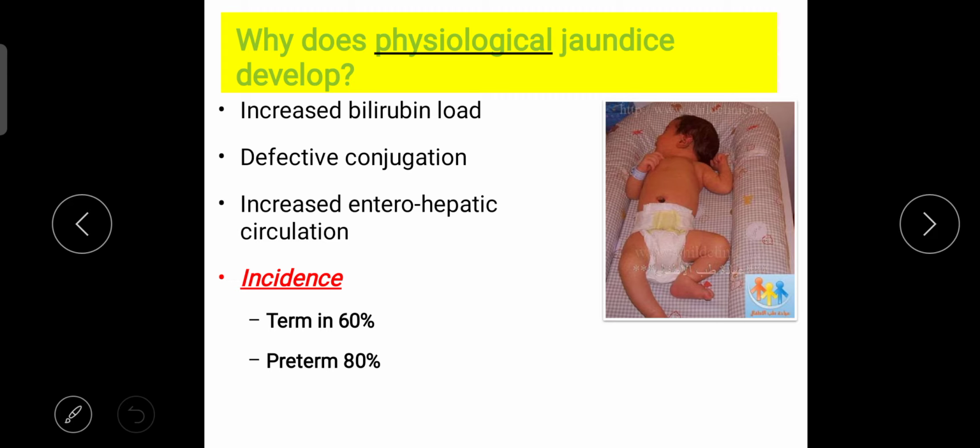Why does physiological jaundice develop? It is because of increased bilirubin load in the body, defective conjugation, and increased enterohepatic circulation. Incidence in term infants is 60% and in preterm infants 80%.